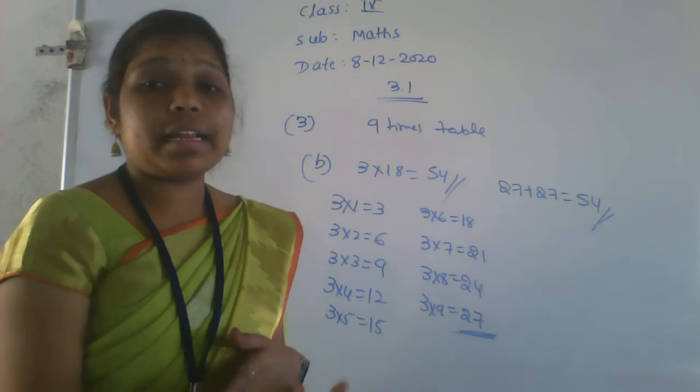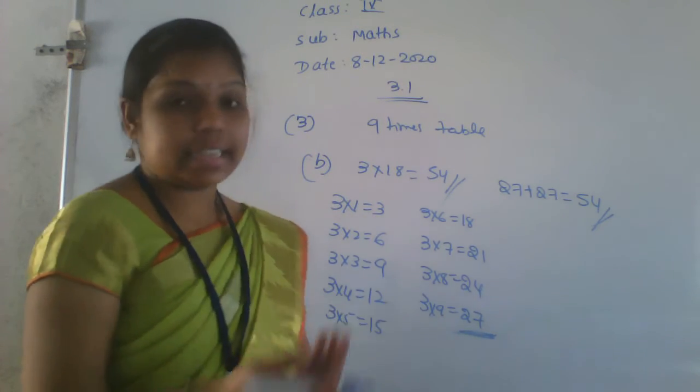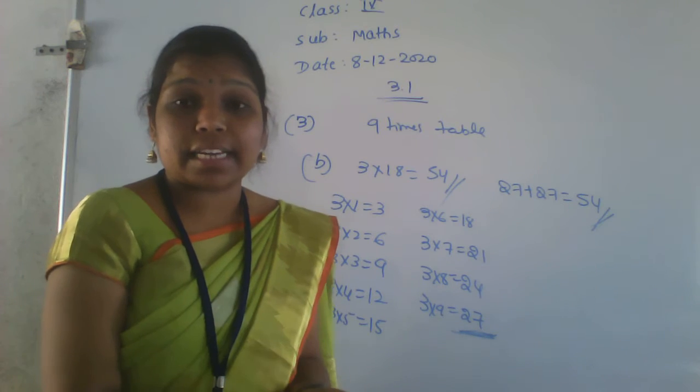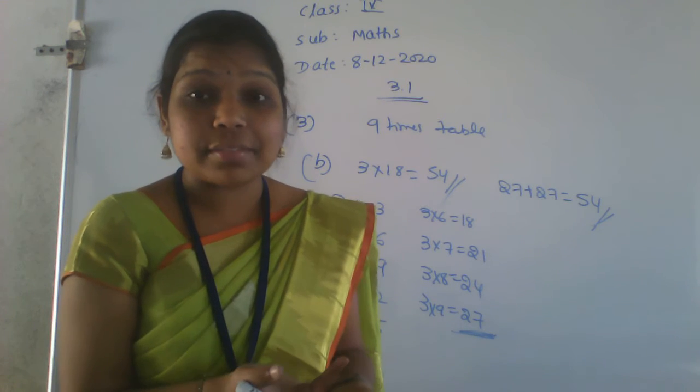Okay. Double the 9 times table. Double the 6 times table. Double the 5 times table.